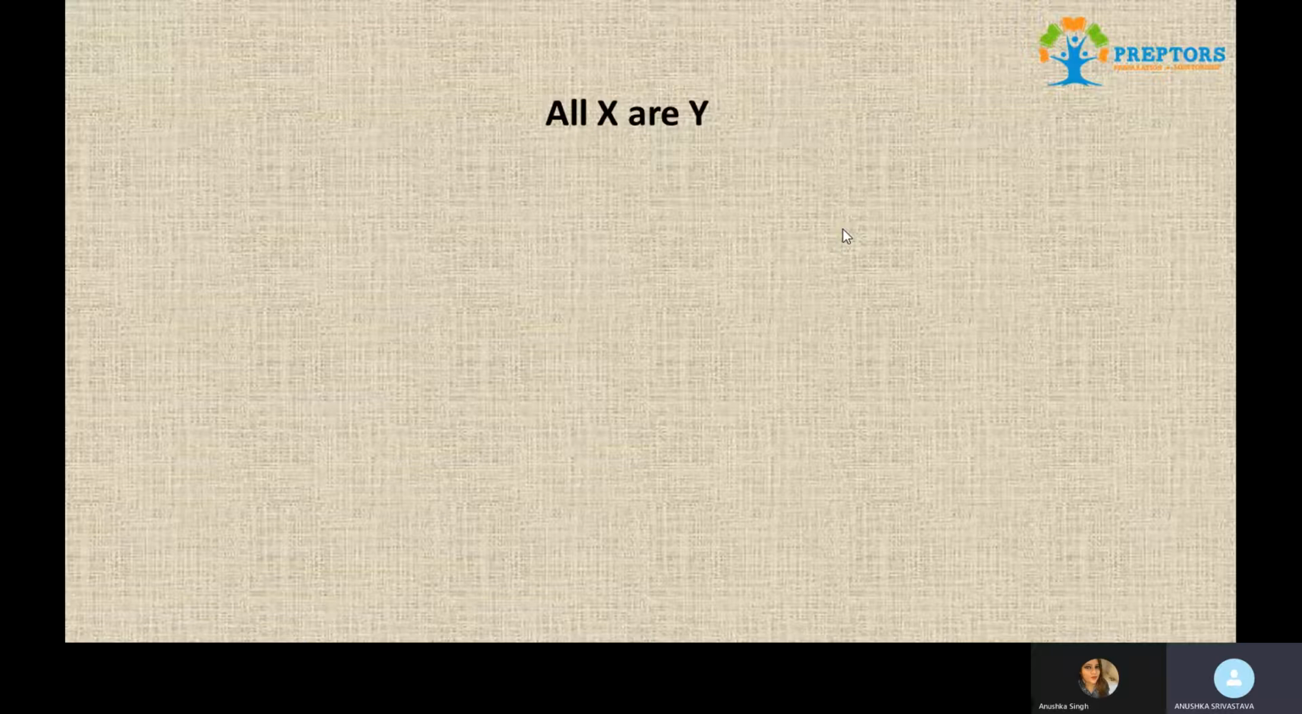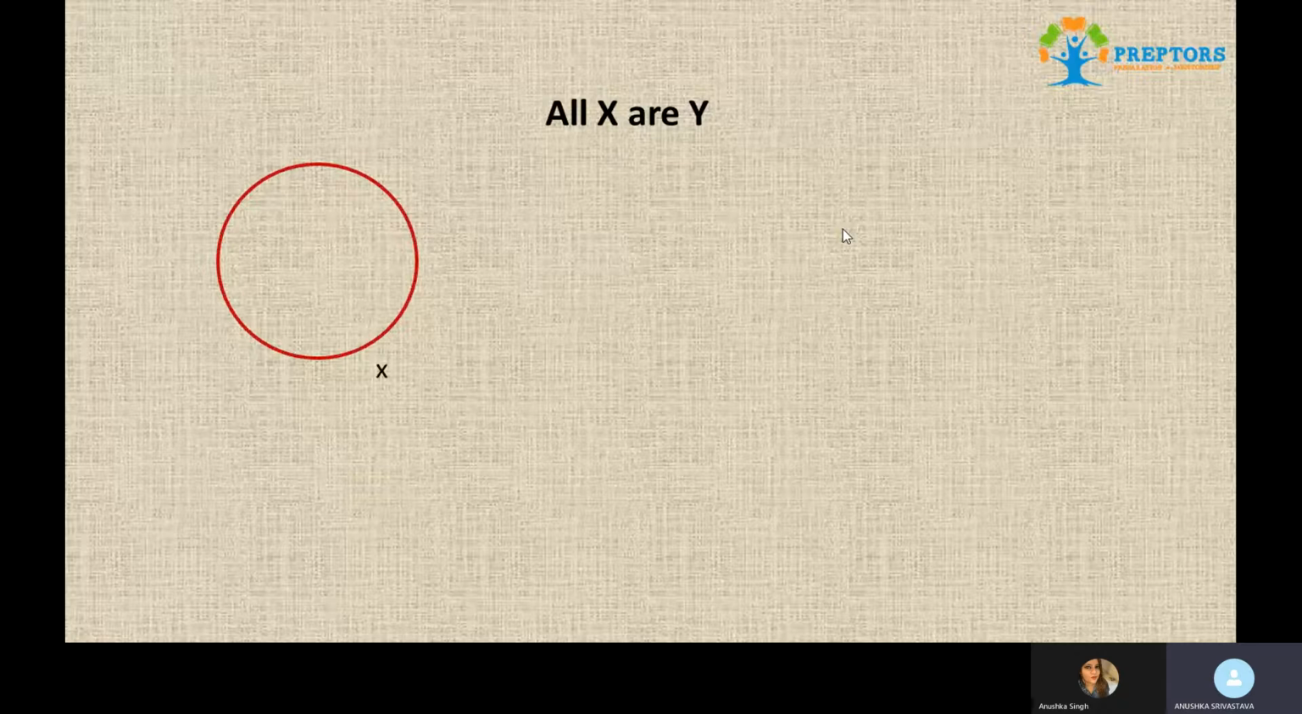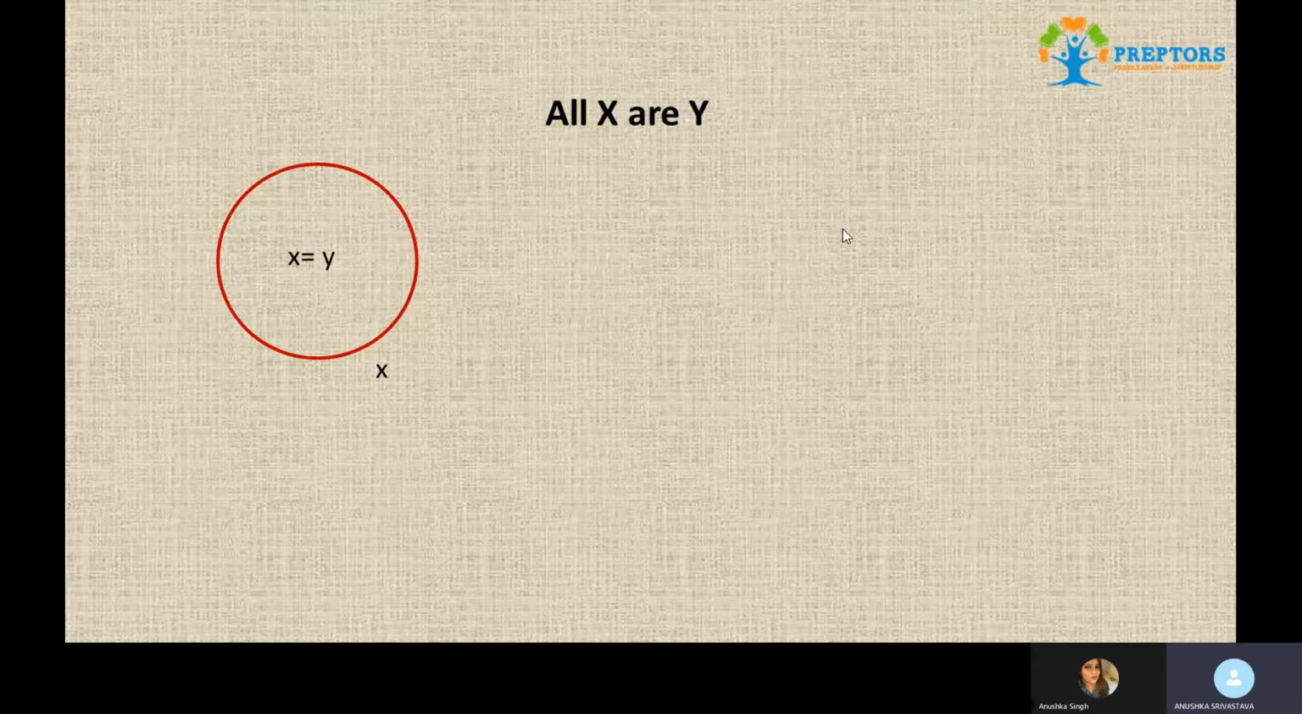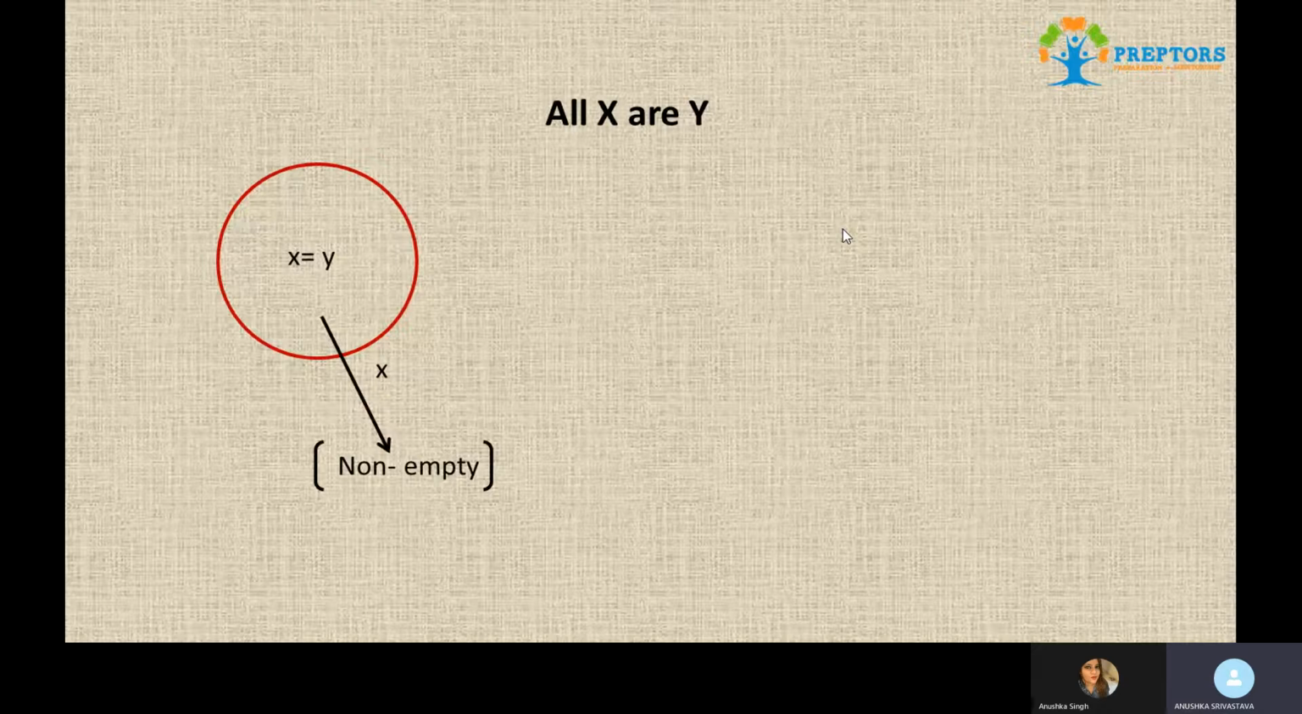Now, this is my first categorical proposition, which is known as all x are y. If I were to represent this in a diagram format, in a Venn diagram format, it would look something like this. This is x, and all x are y. So either it could be x is equal to y, which is one circle. In this case, I'm assuming that y is non-empty.